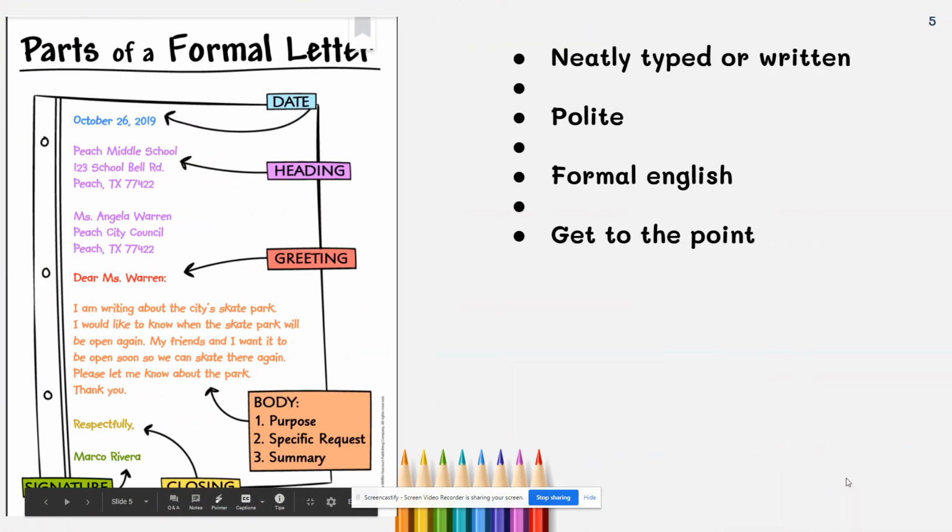Okay, let's review the parts of a formal letter. A formal or business letter has 6 parts: the heading, the inside address, the salutation, the body of the letter, the closing, and the signature. Remember, the body of the letter has a purpose. What is the purpose of your letter? The specific request. What are you asking in your letter? And also a summary of your ideas.